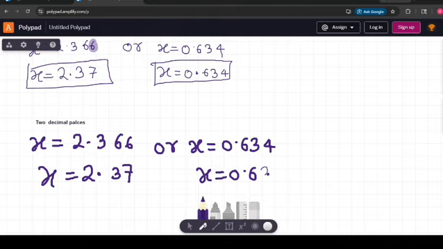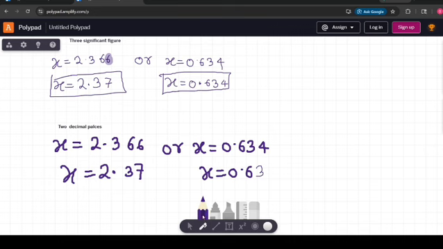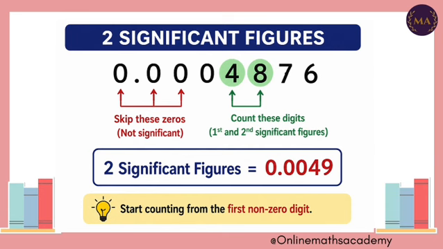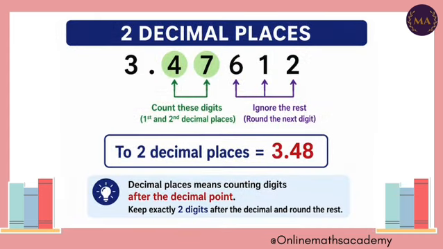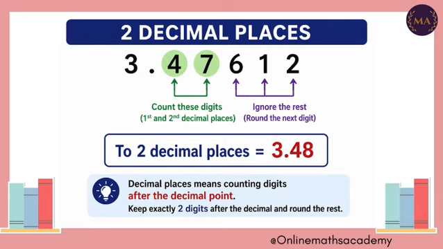So the most important difference between significant figures and decimal places: in significant figures, we'll count the total digits. Only if the number starts with 0, we'll not consider that 0. And for decimal places, we'll count the digits after the decimal.